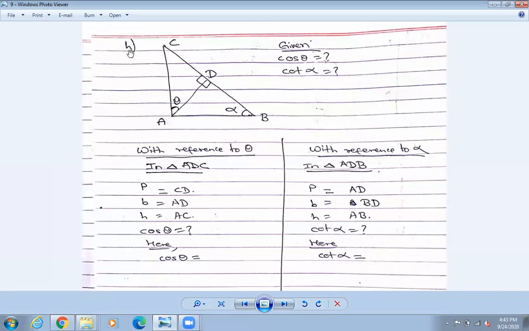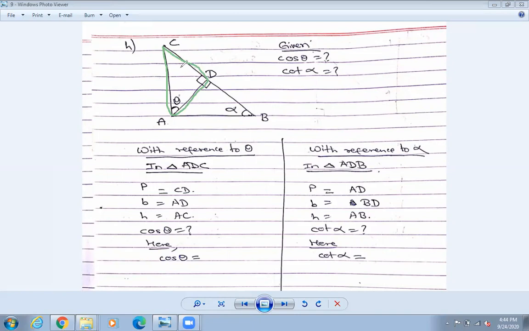Okay, so here, number H, the same question, 2H, cos theta is there, so tan alpha is there. In this case, let me draw this triangle quickly. So this is the triangle. With reference to theta, what is the name of this triangle? ADC, otherwise ACD also you can write. In triangle ADC, let us write down PBH first, equal to, then perpendicular.